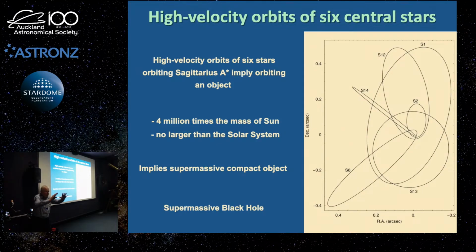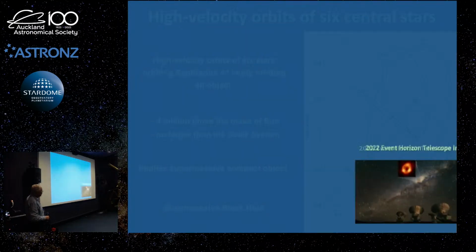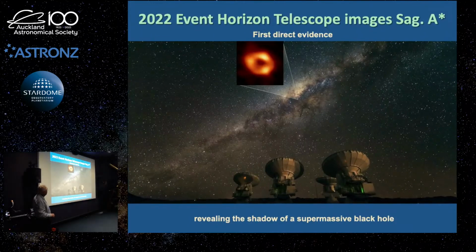And that region at which light can't escape is known as a black hole, and the boundary of which is called the event horizon. You've probably heard of that term. So they concluded that is a supermassive black hole, and they won the 2020 Nobel Prize for that.